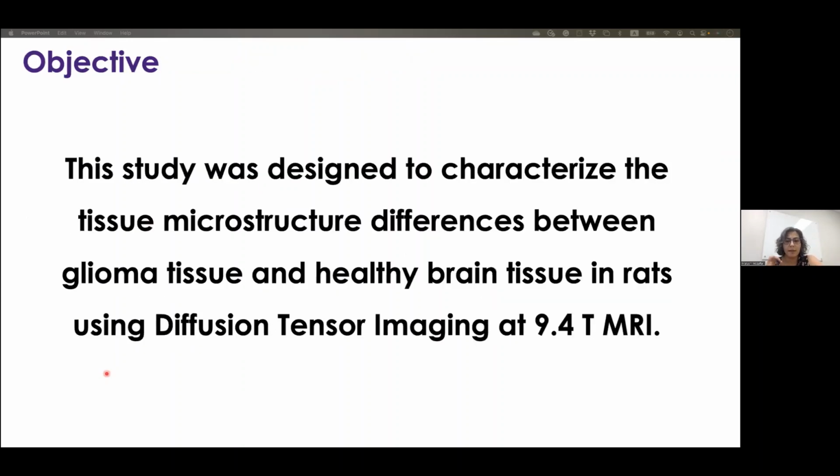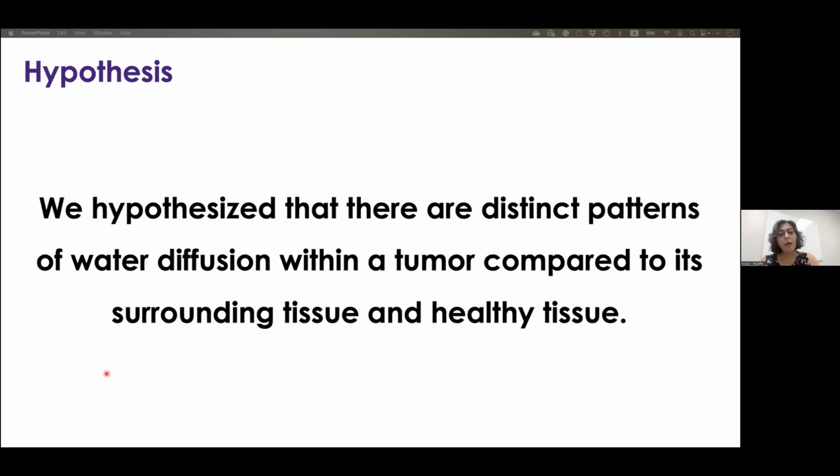If the presence of cancerous cells changes the macroscopic organization of surrounding cells, it is possible that diffusion properties of water within the tumor and its surroundings will be altered. So this study aimed to characterize the tissue microstructure differences between glioma tissue and healthy brain tissue in rats using diffusion tensor imaging at 9.4 Tesla MRI. We hypothesized that there are distinct patterns of water diffusion within a tumor compared to its surrounding and healthy brain tissue.